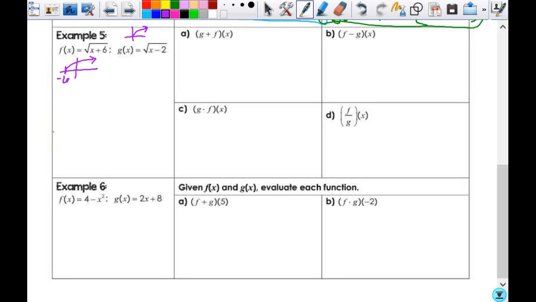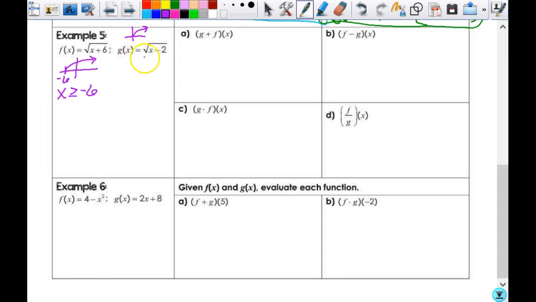So my domain are my x values, right? So that means all of these x values have to be what? Greater than or equal to negative 6. Does that make sense to you? I don't even have to do any algebra. Plus, I should know that everything underneath of there has to be 0 or greater. So x plus 6 has to be greater than or equal to 0, and that's where you get that from.